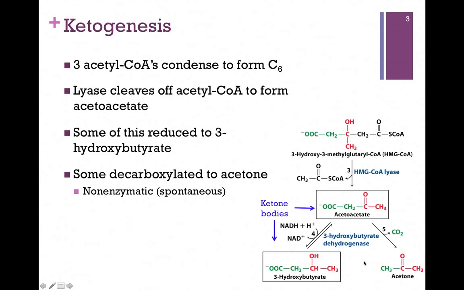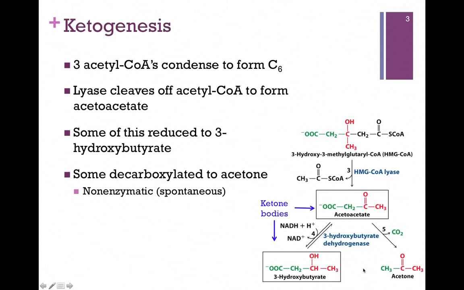So if ketogenesis is taking place and in excess, then we generate many of these ketone bodies, and that's a case of ketoacidosis. Acetoacetate can be spontaneously decarboxylated to form acetone. This is not carried out by an enzyme. It's a non-enzymatic spontaneous process. So again, our 2 ketone bodies are acetoacetate and 3-hydroxybutyrate.